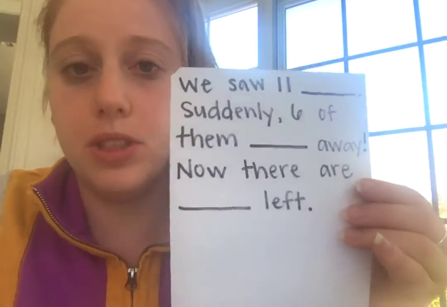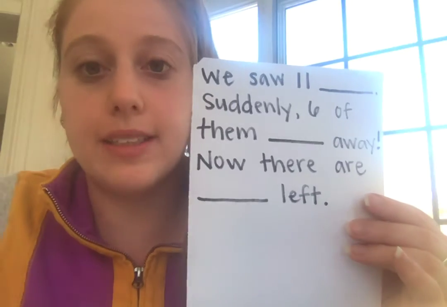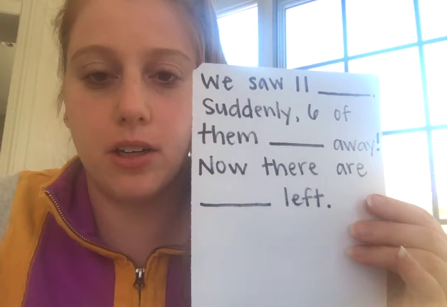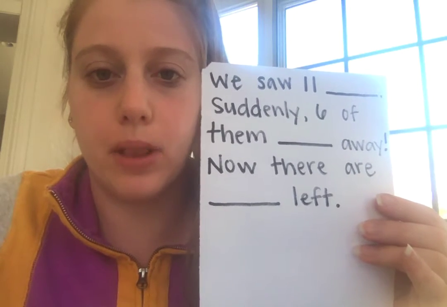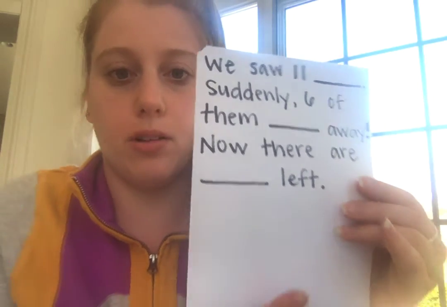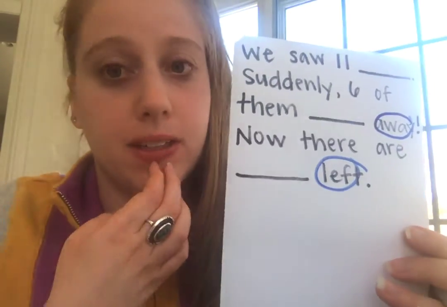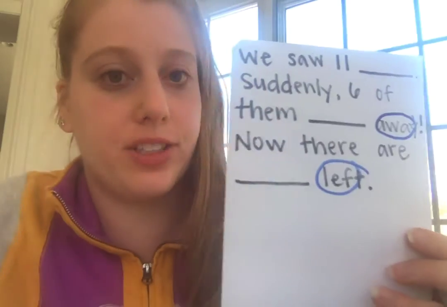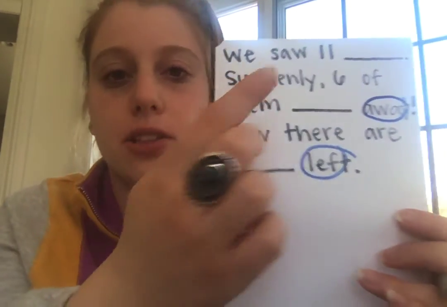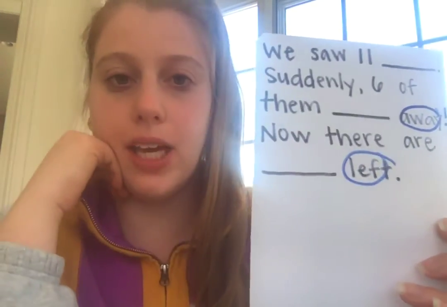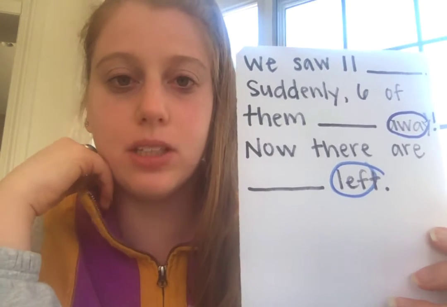Next one says, we saw 11 blank. Suddenly, 6 of them blank away. Now there are blank left. All right, I'm going to circle those keywords, and right away "away" and "left" tell me that we need to be doing subtraction. All right, so now I'm going to think, we saw 11 blank. What's a noun? What's something that we could see?